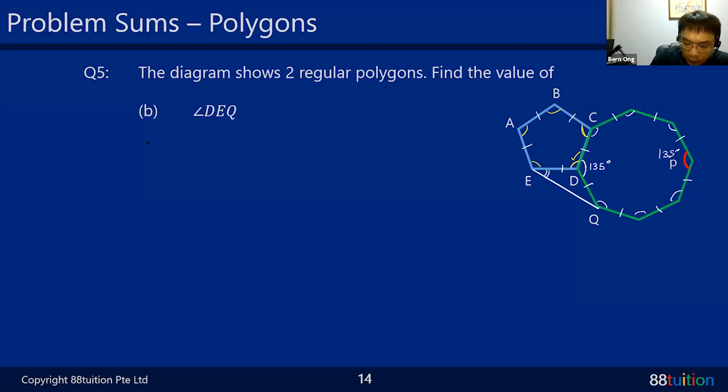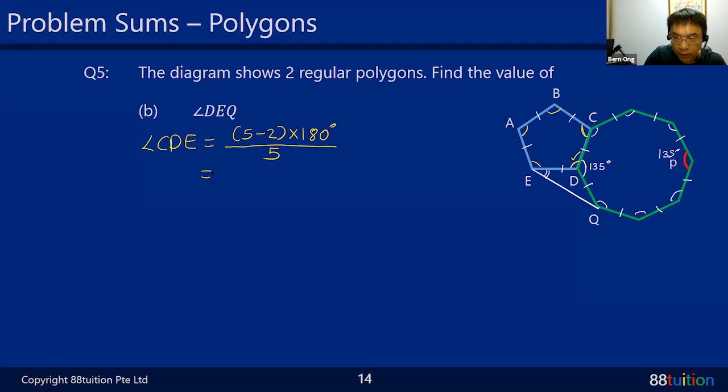Angle CDE is equal to what? Pentagon: 5 sides, minus 2, times 180. But this will give you the entire sum of interior angles of a pentagon. I just want to find one, so divide by 5. So 3 times 180 divided by 5 will give you 108 degrees. So down here will be 108. This is called one interior angle of a pentagon. So you just write all this, impress your teacher a little bit.